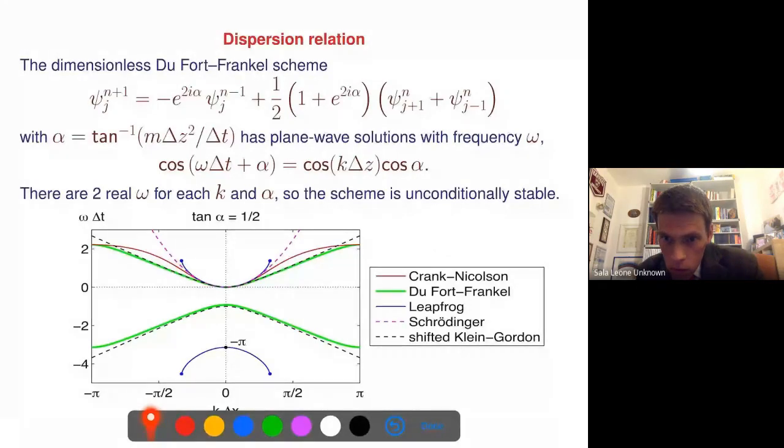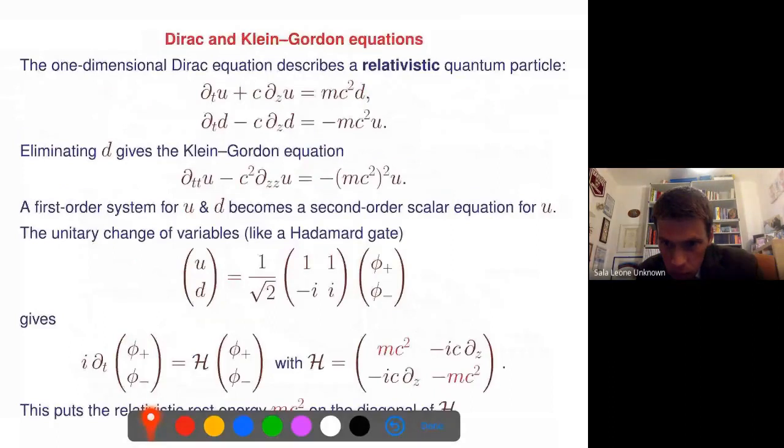So here we are. Here's an equation for a one-dimensional relativistic particle. That's the Dirac equation. So now we've got first derivatives in time, first derivatives in space. A speed of light c has appeared. And instead of having one wave function psi, we've got two wave functions that I'm calling u and d. But if we eliminate d by applying the d/dt minus c d/dz operator to the first equation, we get the Klein-Gordon equation. So we can either have a first order system, that's the Dirac equation, or we can have a single scalar equation, that's the Klein-Gordon equation. So for these purposes, the two are equivalent.